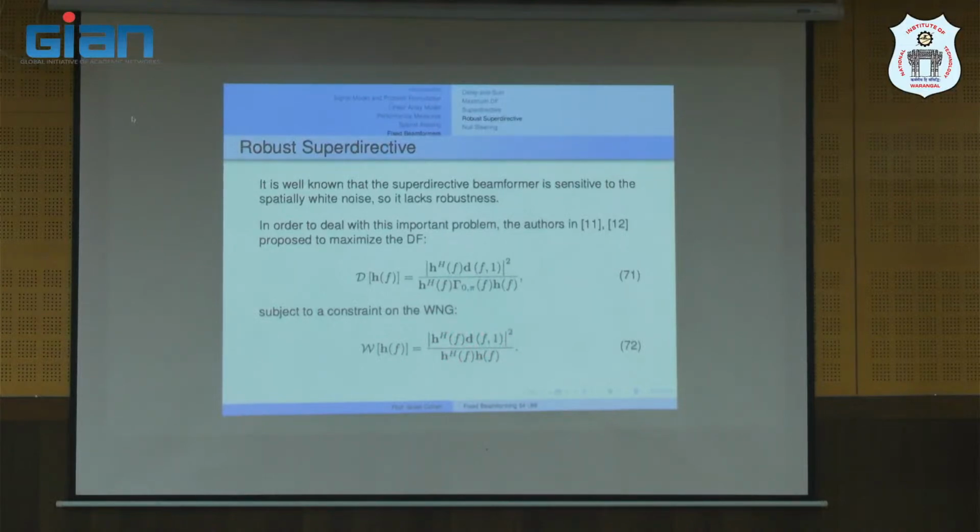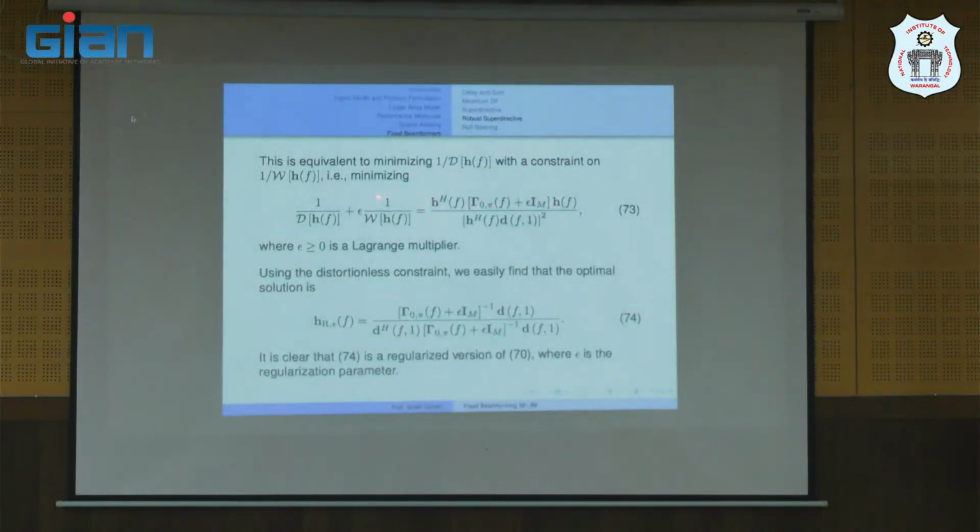And then I will try to minimize 1 divided by D plus epsilon, 1 divided by W, the white noise gain. This epsilon is a Lagrange multiplier. If I increase it, I give more weight to this part, so I will increase the white noise gain, but I will get a lower directivity factor. Okay? So I can write it like this. It's beautiful that I can find this expression. You see, when I add epsilon, it looks like this.